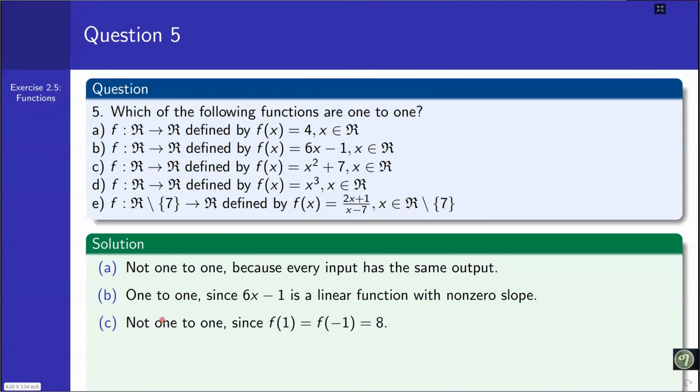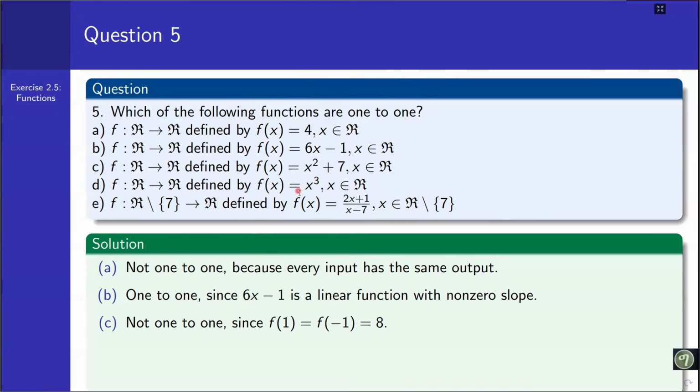It is not one-to-one since f of 1 is equal to f of minus 1, which is equal to 8. ሌሎችንም መውሰድ እንችላለን። በርካታ የሚቀጥለው እዚህ ጋር አራተኛውም ደግሞ ዲ, the function defined from R to R and it is given by f of x equal to x cubed when x is an element of R.